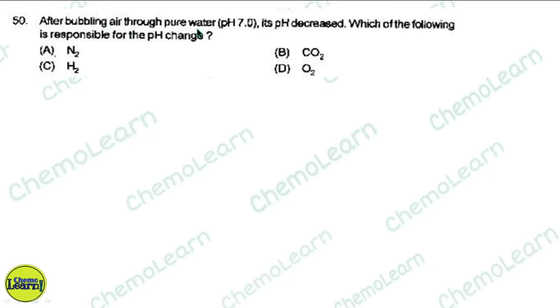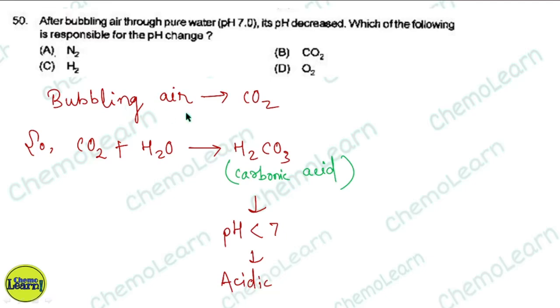After bubbling air through pure water, which has pH equal to 7.0, its pH decreased. Which of the following is responsible for the pH change? Nitrogen, carbon dioxide, hydrogen, or oxygen? See, bubbling air, which is from our mouth, contains carbon dioxide. This carbon dioxide will react with water forming carbonic acid, which has pH less than 7, and it is acidic in nature. So this carbon dioxide is responsible for the pH change.